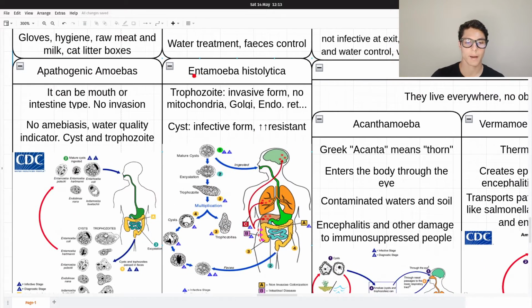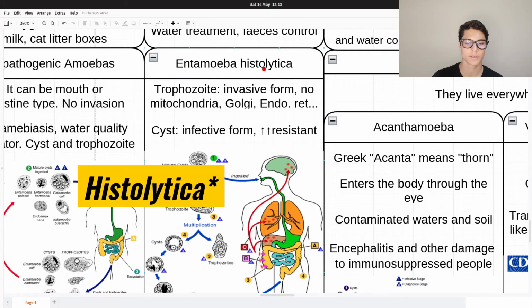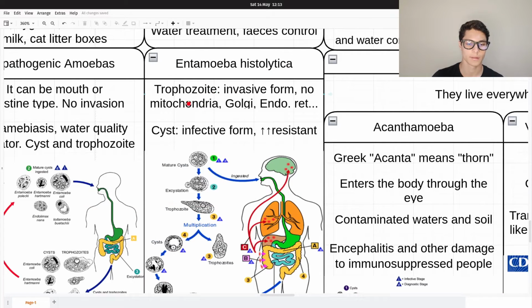Then we have the pathogenic amoeba, and in particular Entamoeba histolytica, and it has two forms: the trophozoite, which is the invasive form, and it has no mitochondria, no Golgi, no endoplasmic reticulum, and the cyst, which is the infective form, and is very, very resistant. So one to invade the tissues and one to infect and spread.